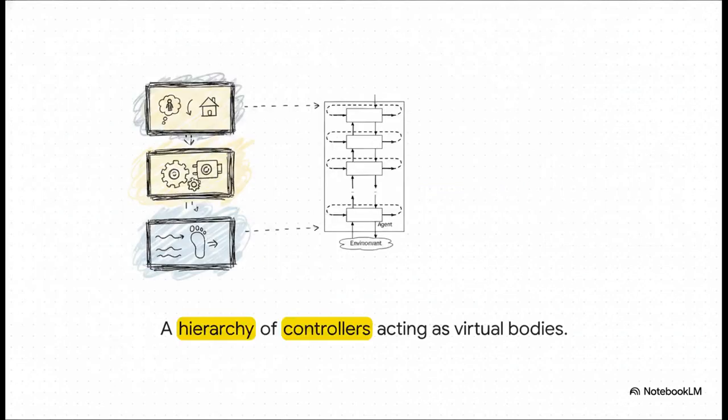Let's see how this builds into the ultimate solution: stacked layers. Instead of one massive brain trying to micromanage everything, engineers stack multiple controllers on top of each other. And the sheer genius of this is that each controller looks at the layer beneath it and treats it as a simplified virtual body. So the top layer says, hey, go to the kitchen. It doesn't worry about motor torque or wheel friction. It just passes that high-level command down and lets the lower layers handle all the messy physical details.